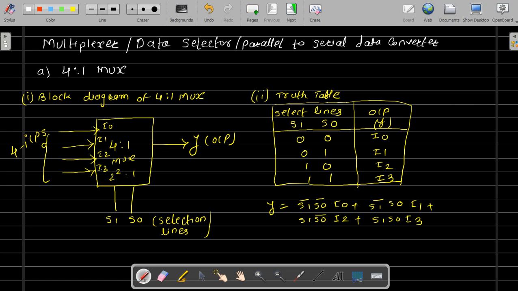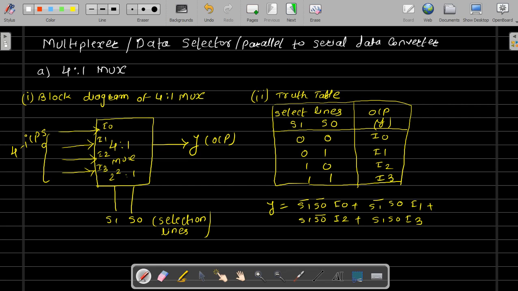Hello everyone. Today our topic is a multiplexer, which is one of the important combinational logic circuits which we have to see in today's class. The multiplexer is also called a data selector and parallel to serial data converter. Why so? We'll come to know very soon.